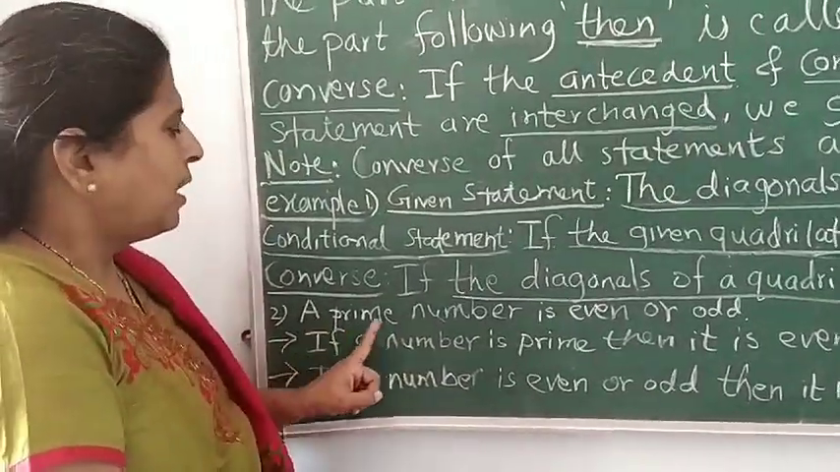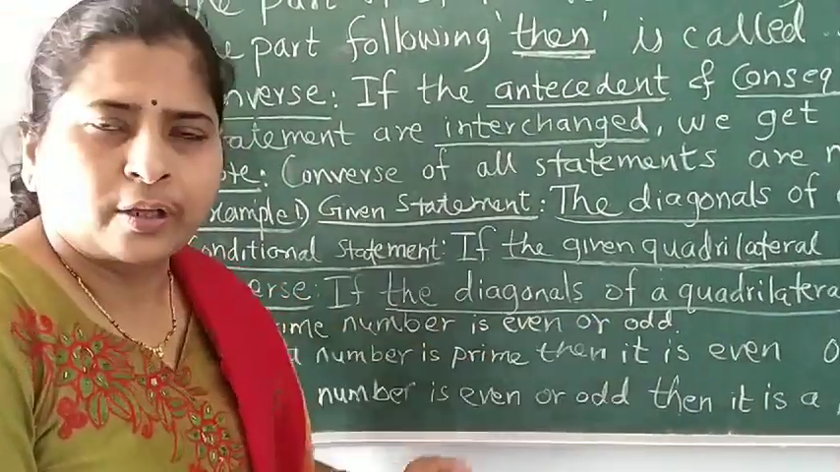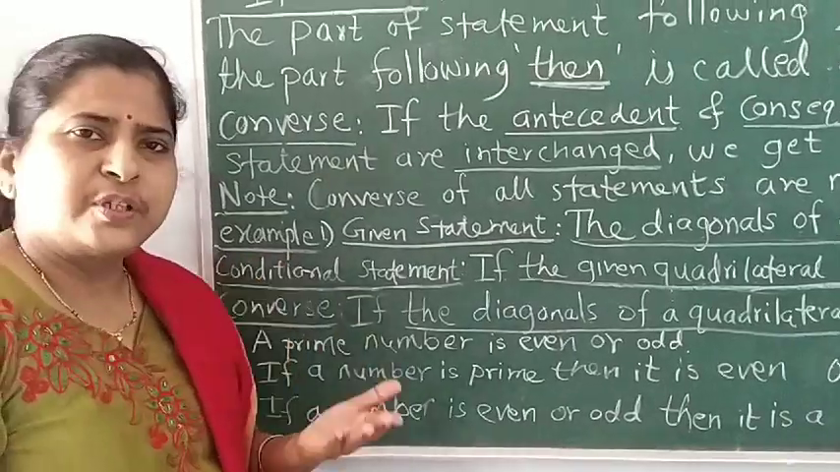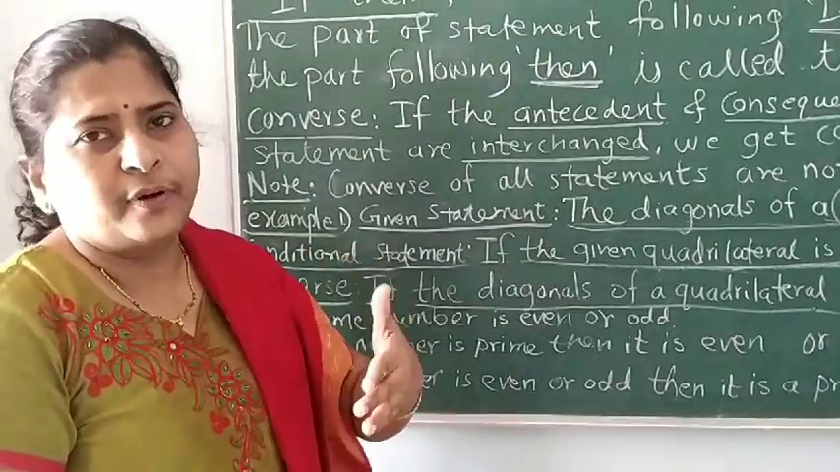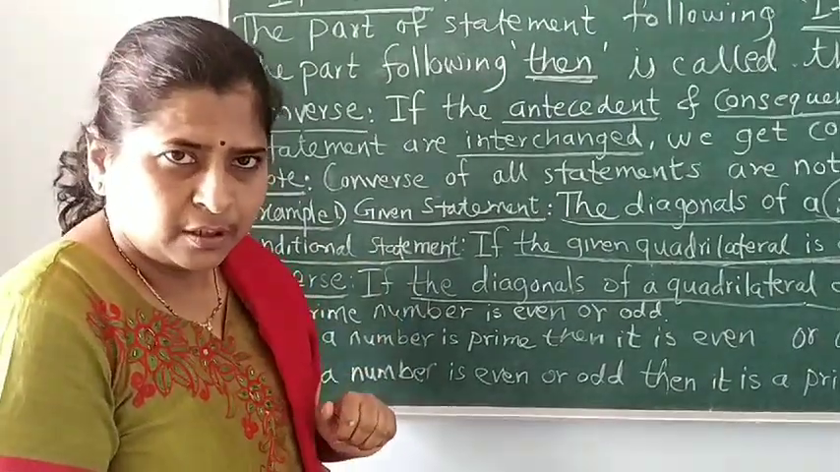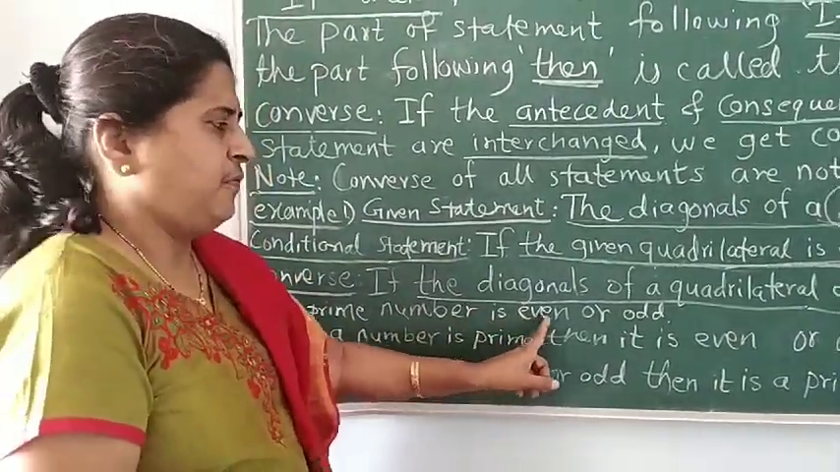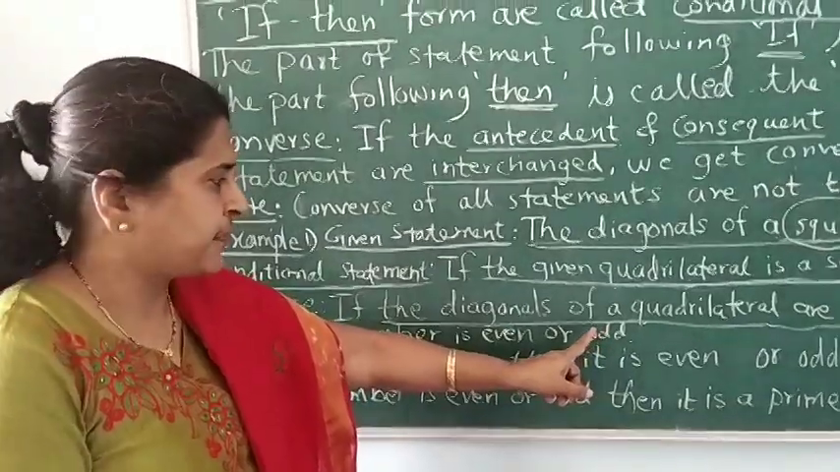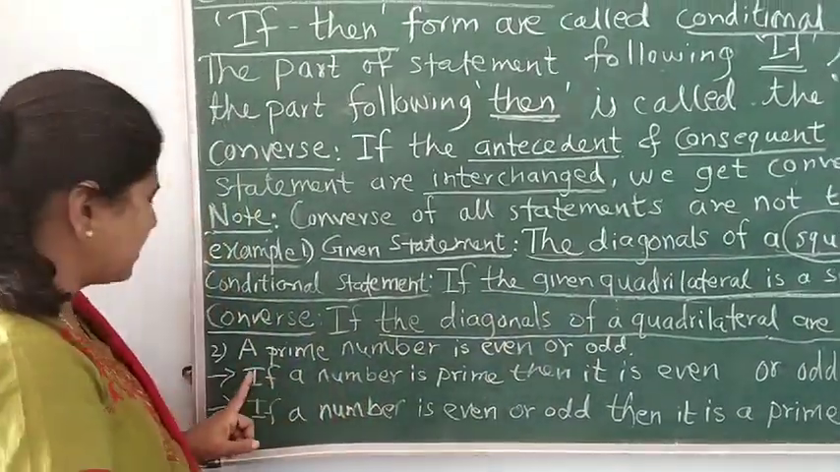The given statement, a prime number is even or odd. We know prime number starts with 2, then 3, and then 5, 7, 11 and so on. So 2 is the only even prime number. So prime number can be either even or odd. This is the statement. So how can we write the conditional statement?